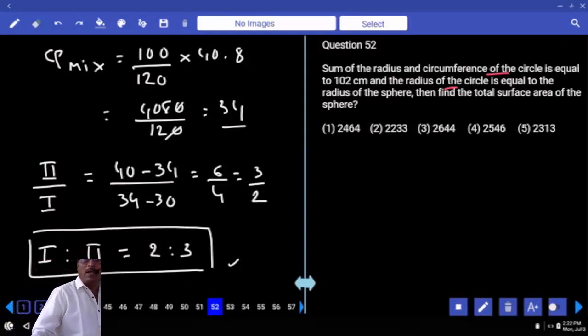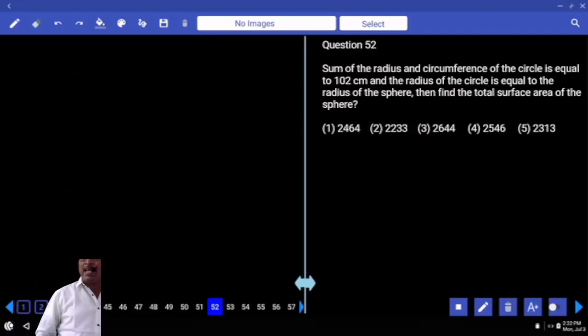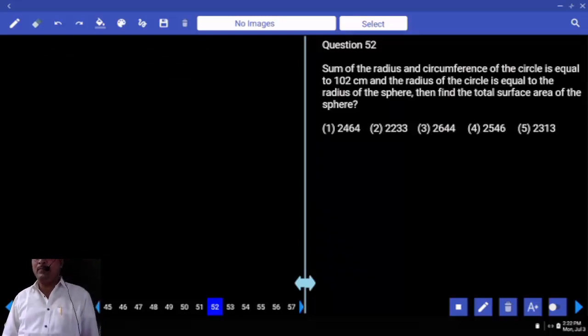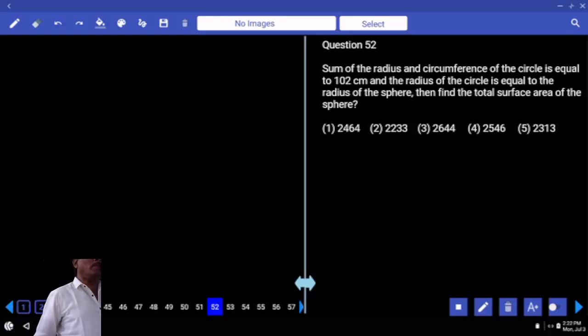Okay. 52. This is from mensuration. Ready? The sum of radius and circumference of a circle is equal to 162 centimeters, and the radius of the circle is equal to the radius of the sphere. Then find the total surface area of the sphere.